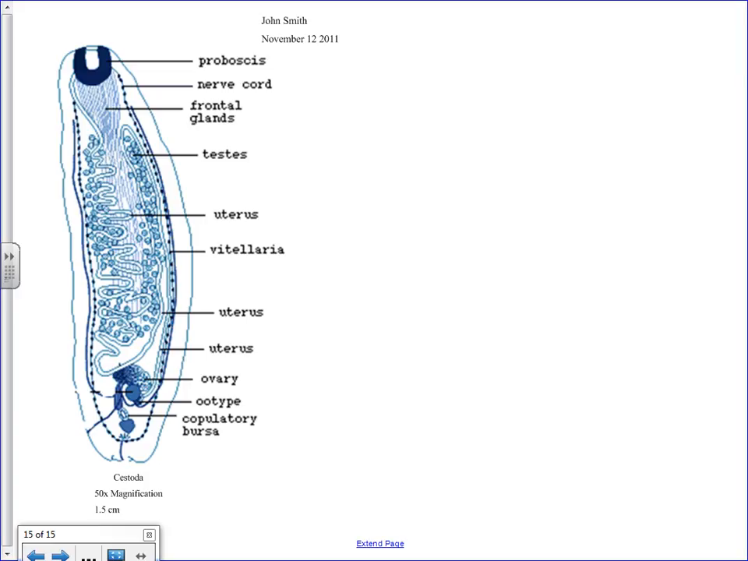So we've been looking at doing 2 things when we do diagrams for lab reports. The first thing you're always going to do is take a picture of what you're looking at in the microscope, okay?